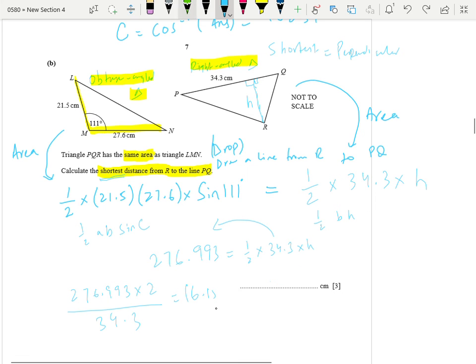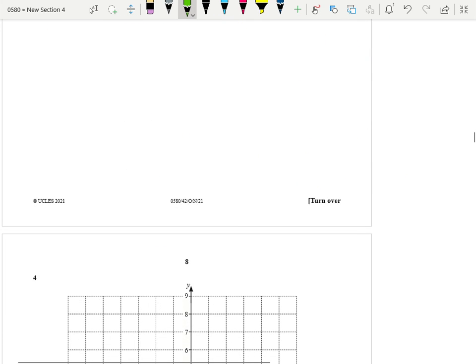Let's write it down in green. 16.15 centimeters is the shortest distance from R to the line PQ. That is, this particular line is going to be 16.15 centimeters. Let's move to question number 4.